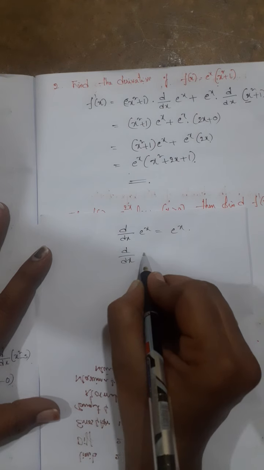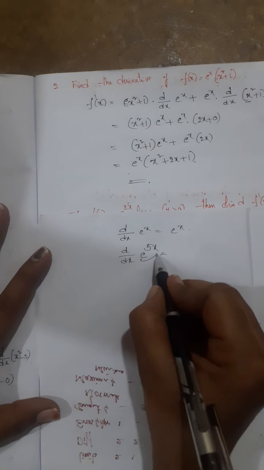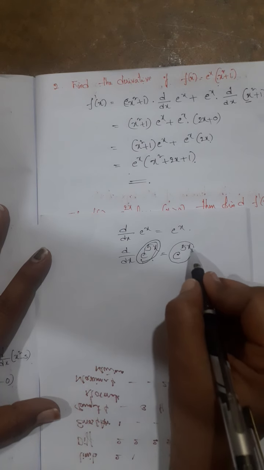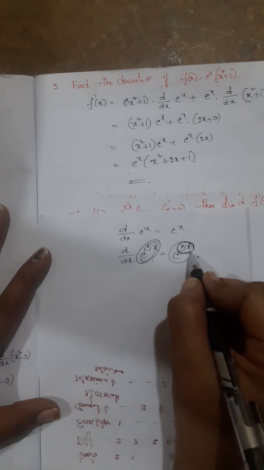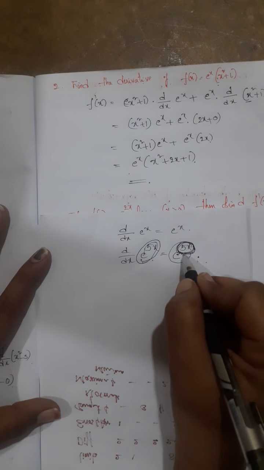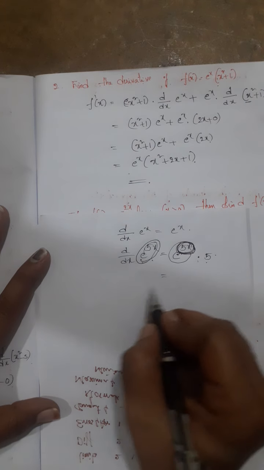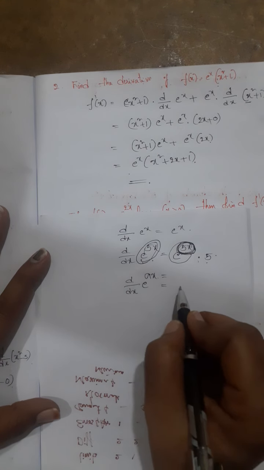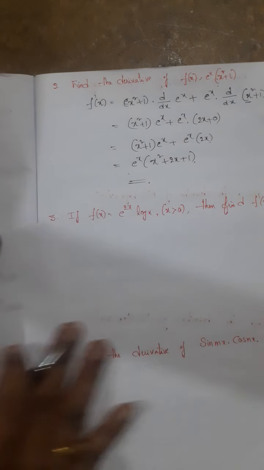Suppose if you have d by dx of e to the power of 5x, then what will be its differentiation? See, e to the power of any function differentiation is the same function. So same function we will have. Again here the function is 5x, so we have to take the differentiation of this power also. This power is again a function of x, so 5x differentiation is 5. So if you have d by dx of e to the power of ax, a is any constant, then what will be your answer? E to the power of ax into a. Right? Let us solve the next question.